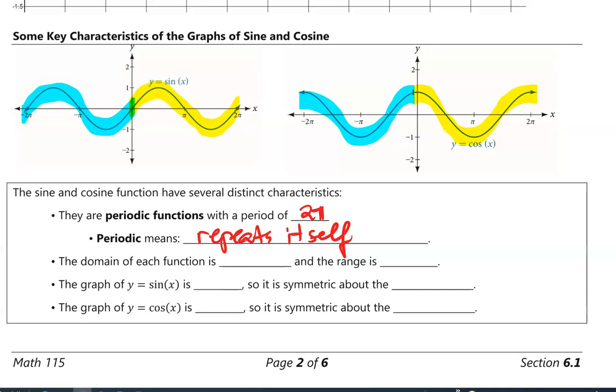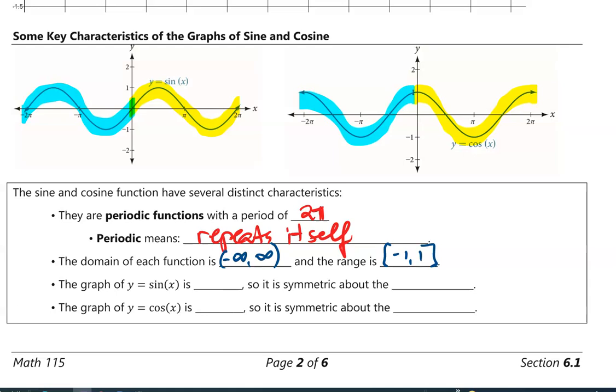So the domain of each function is, what do you think? Yes, from negative infinity to positive infinity, and the range is, since it's a unit circle, yes, from negative 1 to positive 1.